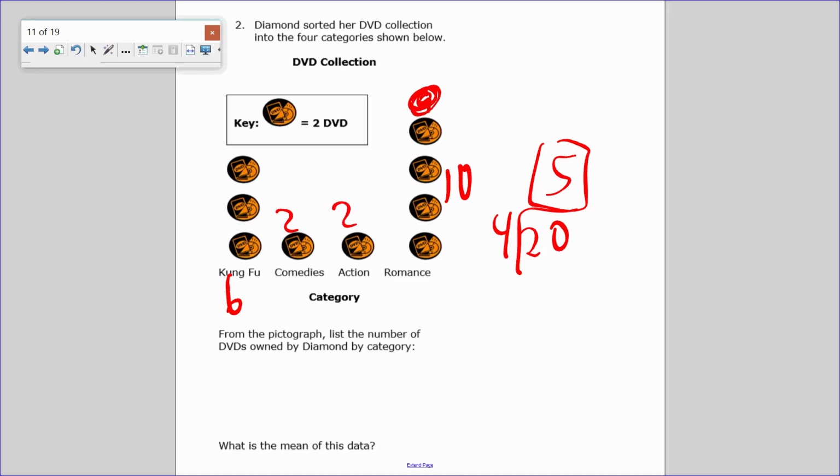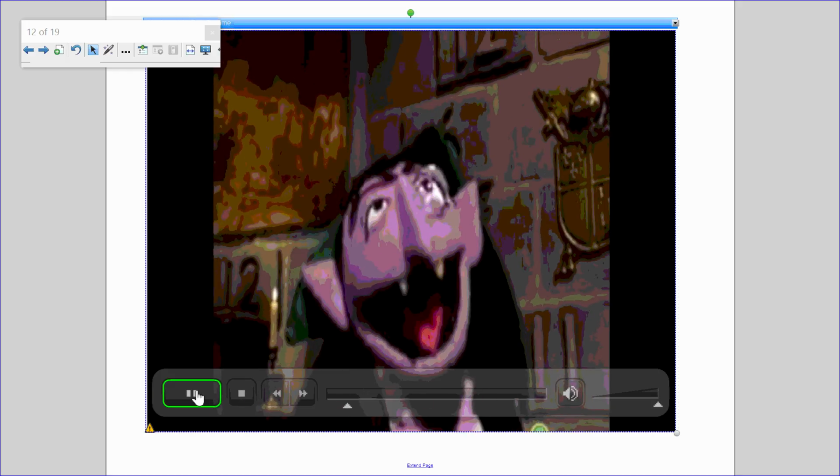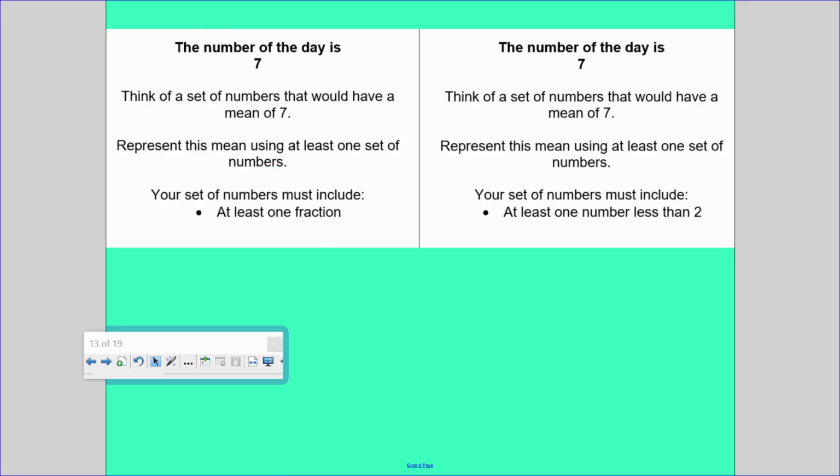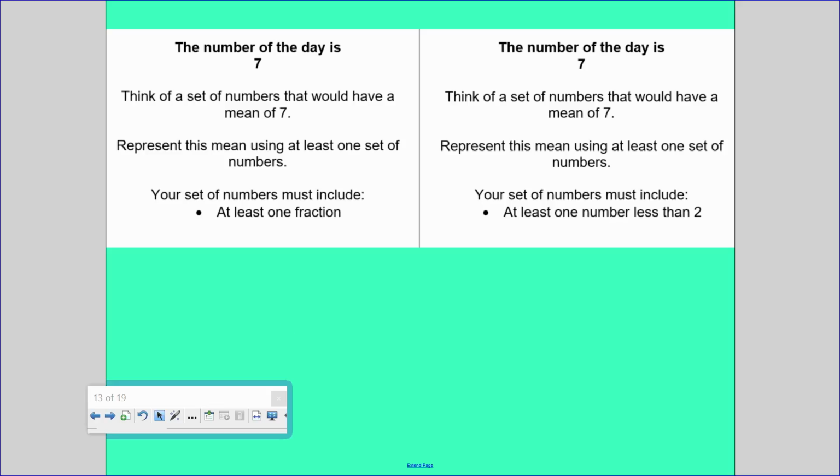So the last thing you're going to do is watch the number of the day. The number of the day is, I don't even know if this works. Well, he's saying that the number of the day is 7 and he does a big dance. Think of a set of numbers that would have a mean of 7. Represent this mean using at least one set of numbers. Your set of numbers must have one fraction. So you have to have a fraction.